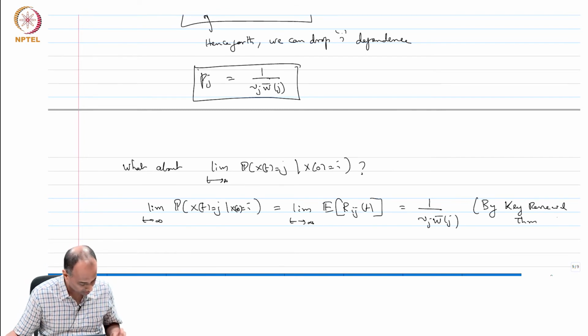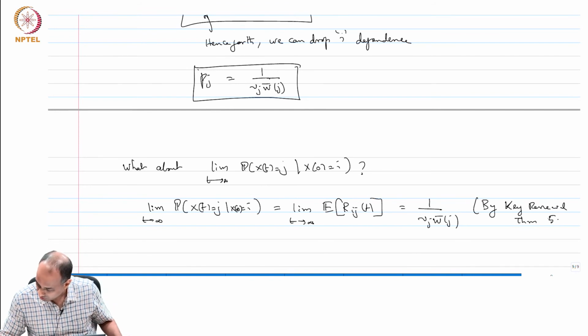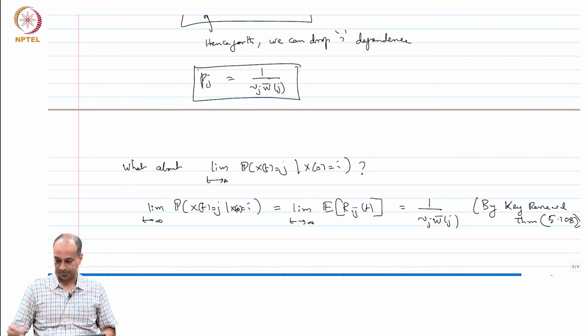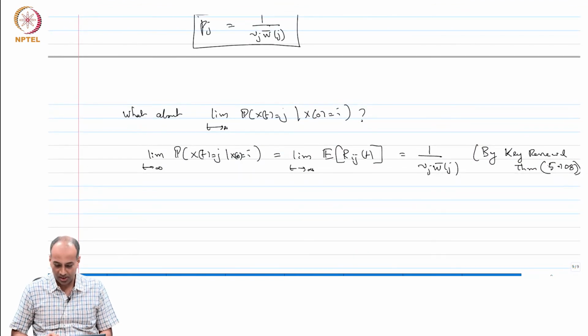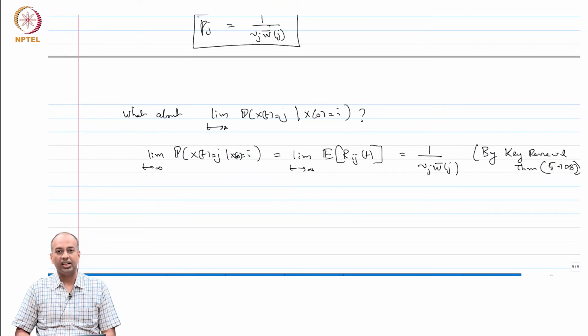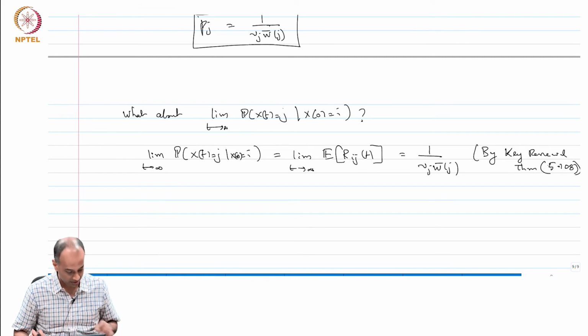In your book, I think it is 5108. Okay. So, what does this mean? The probability that I find myself in state j after a very long time, having started in any state i, is independent of state i and is equal to 1 over nu j w bar j. Okay. So, this is a very nice result.